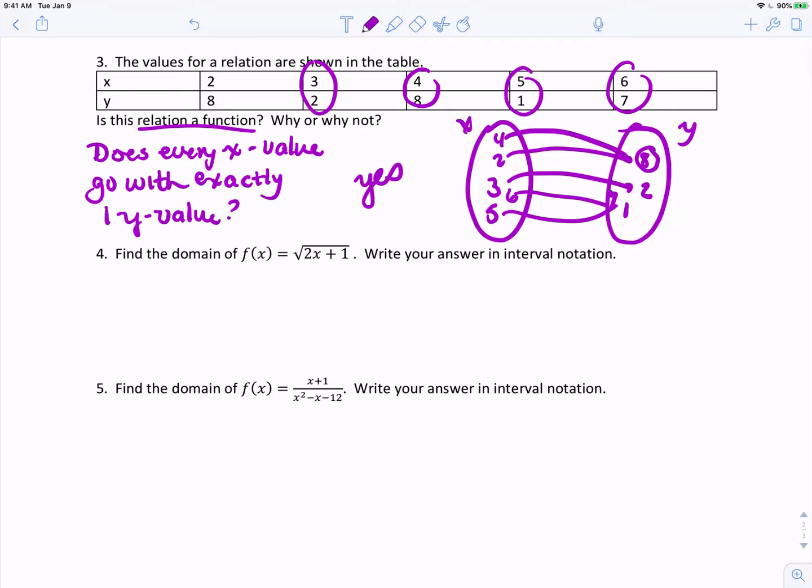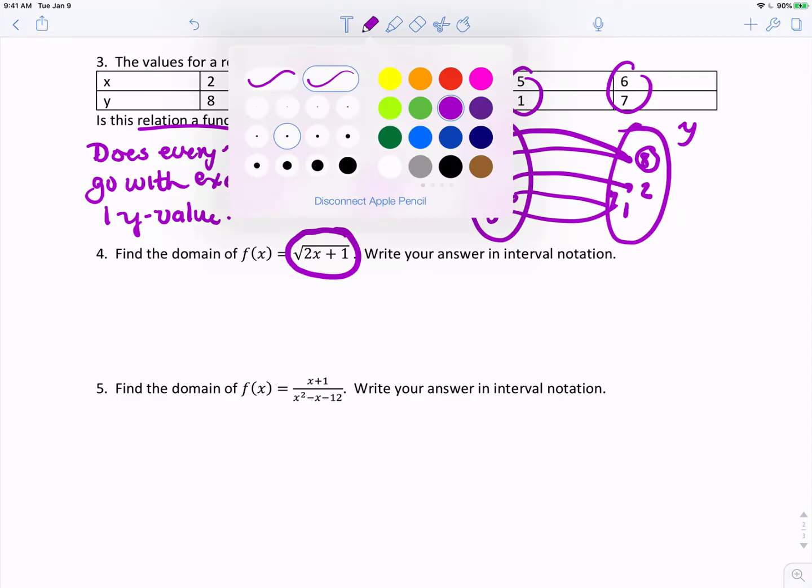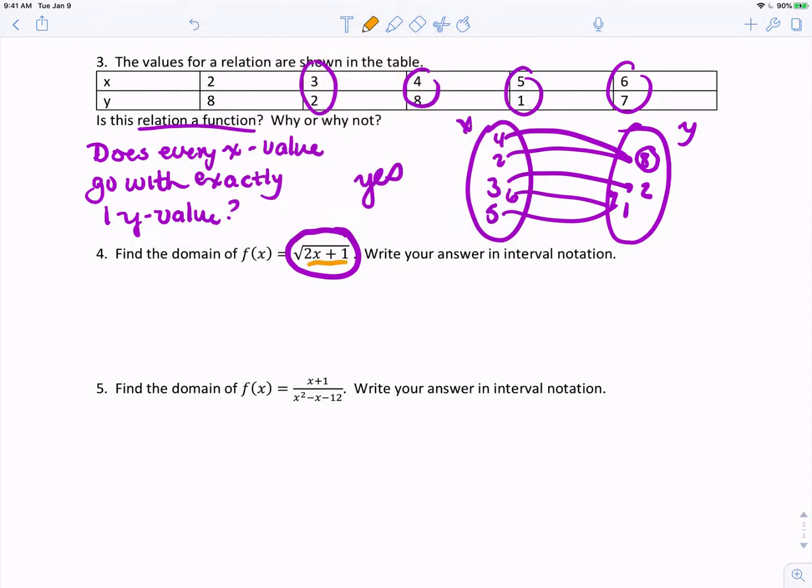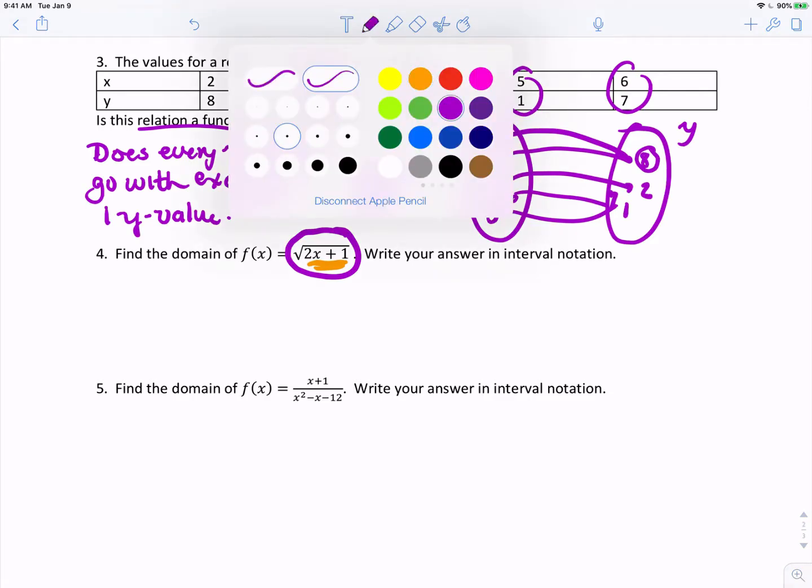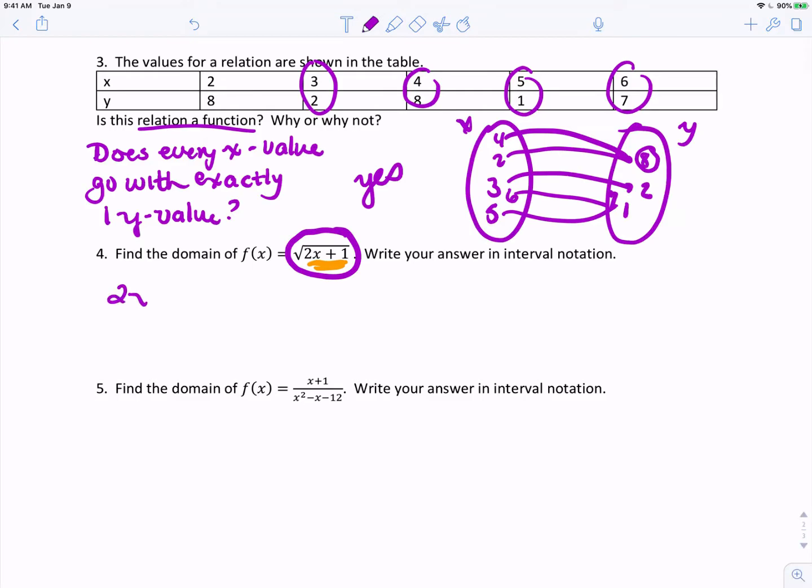In the next problem, we're asked to find the domain of the square root of 2x plus 1. Write your answer in interval notation. So remember that even roots have restricted domains. With even roots, we know that the expression under the radical sign must be positive or equal to 0. So we're going to set up that inequality. We know that 2x plus 1 must be greater than or equal to 0. And then we just go ahead and solve.